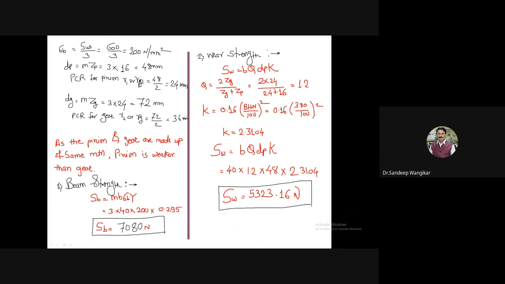So let us conclude here, though it is not required here. If I compare the SW value and SB value, 5323 and 7080, I will say SW is weaker than SB. Whenever it is required, I will say SW is weaker than SB. So it is required in further steps. Still for your understanding, I will mention here, though it is not required in this step, SW is less than SB. Okay, so proceed now.